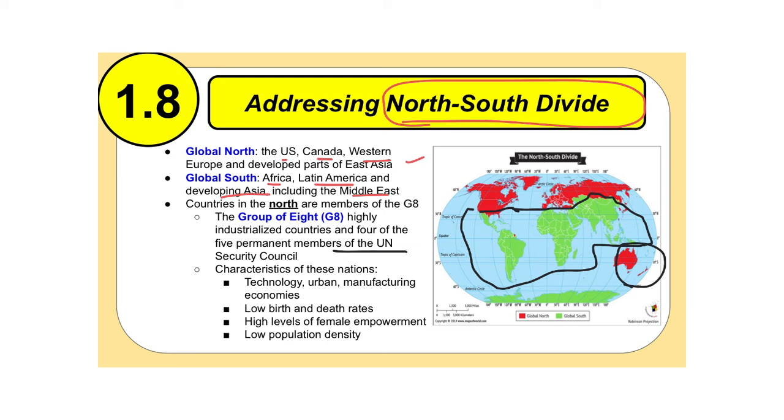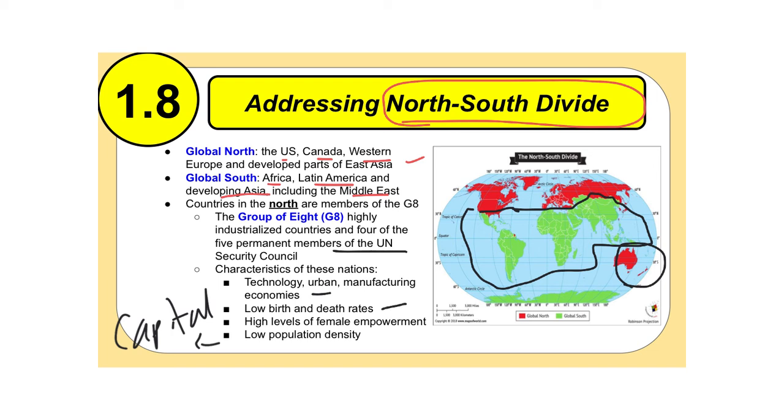So if we already know that our global economic system is based on capitalism, and 4 of the 5 permanent members of the UN Security Council are capitalists themselves, then it's no wonder why it continues to be a dominant feature. Characteristics of these global North nations tend to be technology-driven, urban manufacturing economies. Think about what we have here in the United States. That's typical, even in Britain and in Russia. They're not as advanced as we are, but they still have the same kinds of technology.